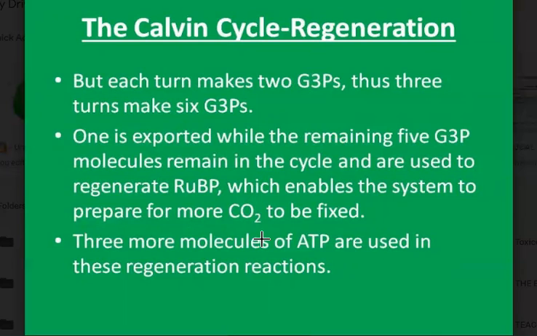Okay. So this is a summary of what happens in photosynthesis. It's a little bit complex, but if you take your time to read, you would really appreciate it.